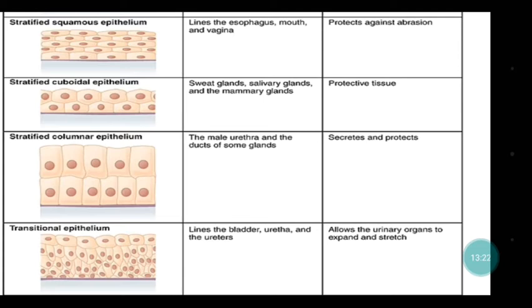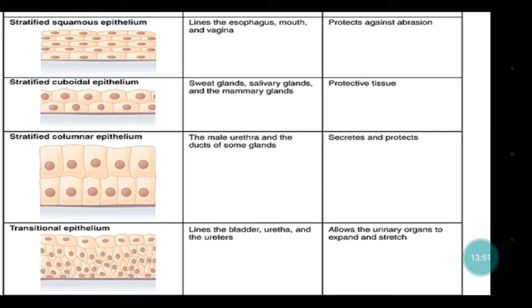Now the stratified columnar epithelium. The male urethra and the ducts of some glands are made up of this stratified columnar epithelium. So these are present in the linings of the male urethra and the ducts of some glands. Here also it will perform the function of secretion and protection.